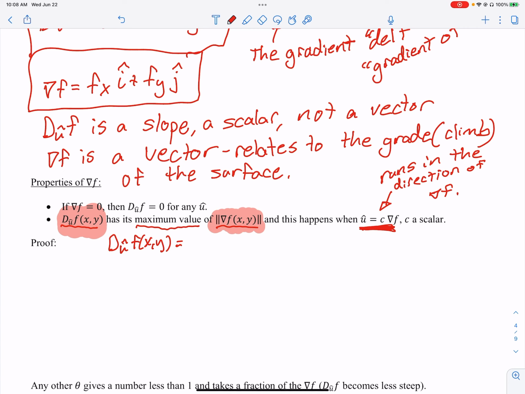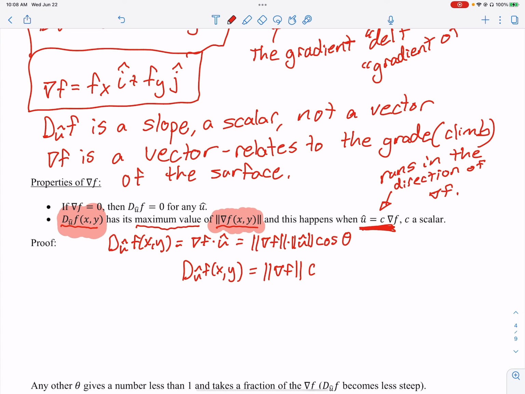Okay, so I know that I can find the directional derivative by taking del f and dotting it with my unit vector. Now, hopefully you remember this definition, maybe not, from chapter 11. I can do this dot product of del f and u by finding the magnitude of del f, the magnitude of u, times the cosine of theta. This means that the directional derivative is equal to, I'm going to keep my magnitude of del f, but the magnitude of a unit vector is 1, leaving me with this.